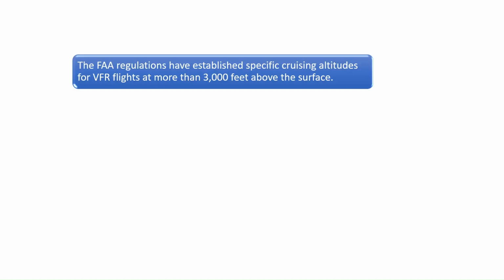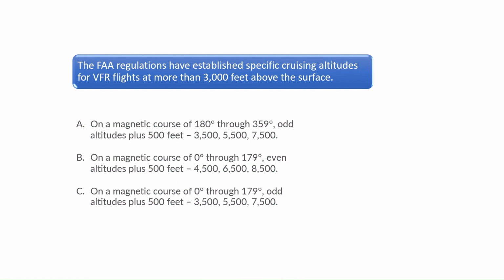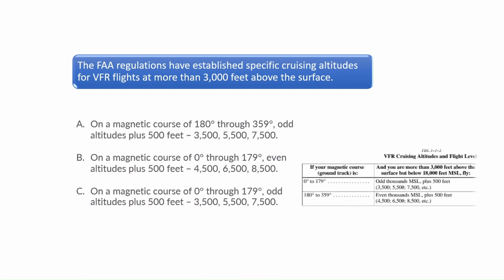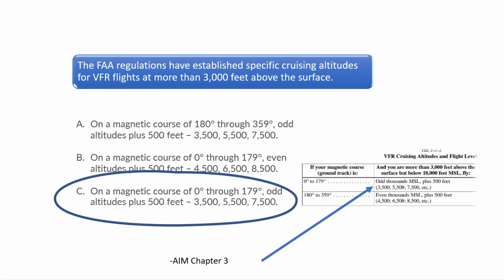The first question is: the FAA regulations have established specific cruising altitudes for VFR flights at more than 3,000 feet above the surface. According to Chapter 3 of the Aeronautical Information Manual, a pilot flying under VFR must maintain odd 1,000-foot altitudes MSL plus 500 feet when flying on a magnetic course between 0 and 179 degrees. The magnetic course is also known as the ground track. The correct answer to question 1 is C.